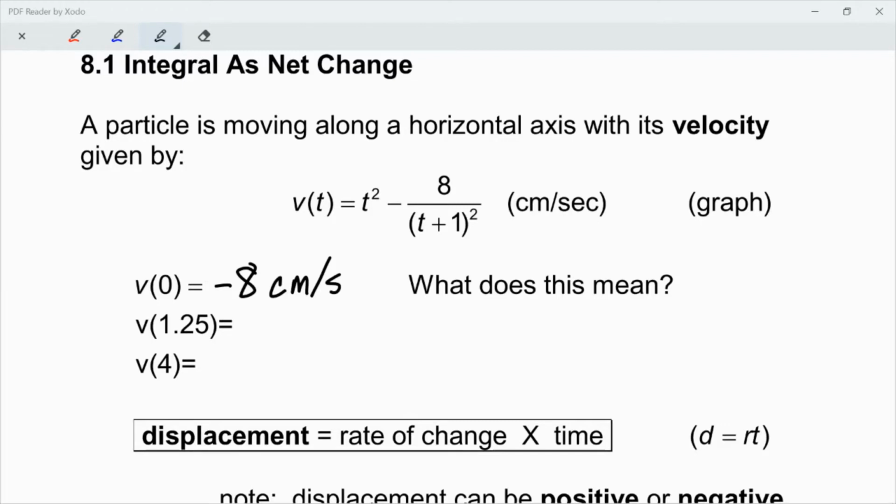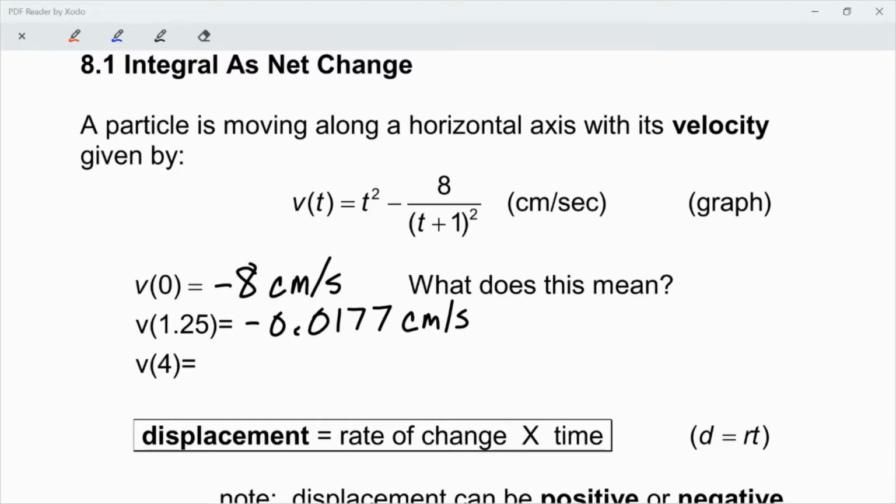Okay, at time about 1.25, we get a negative value again, and this time we get about -0.0177. Again, that's centimeters per second. So that tells me I'm still moving to the left, but I'm almost stopped because I have a very, very small rate of change here of 0.0177. So I'm moving to the left at a very slow rate.